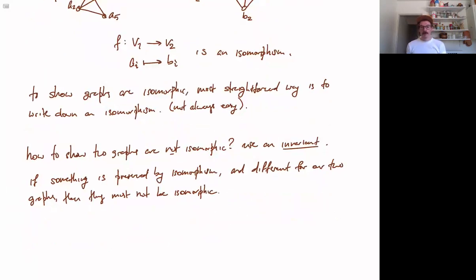Because, of course, if they were isomorphic, then since this thing, whatever you're considering, is preserved by the isomorphism, they would have to have the same thing. So that's being a little bit vague. What kind of things can serve as an invariant?